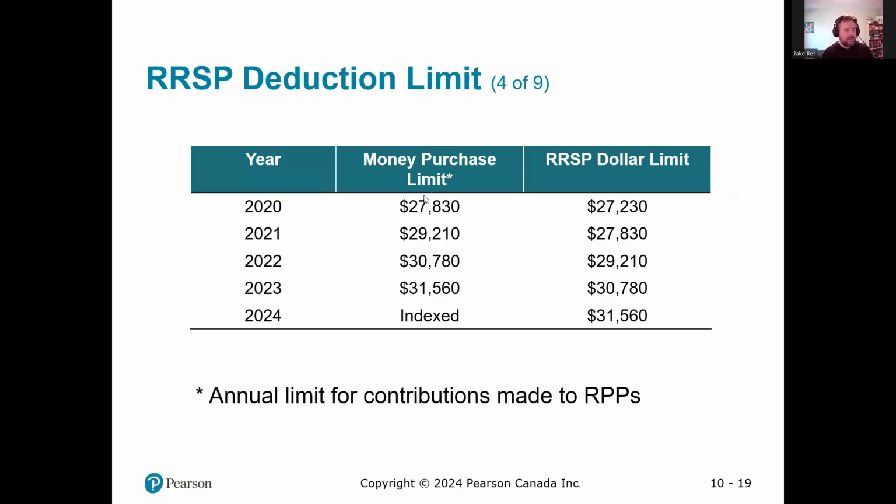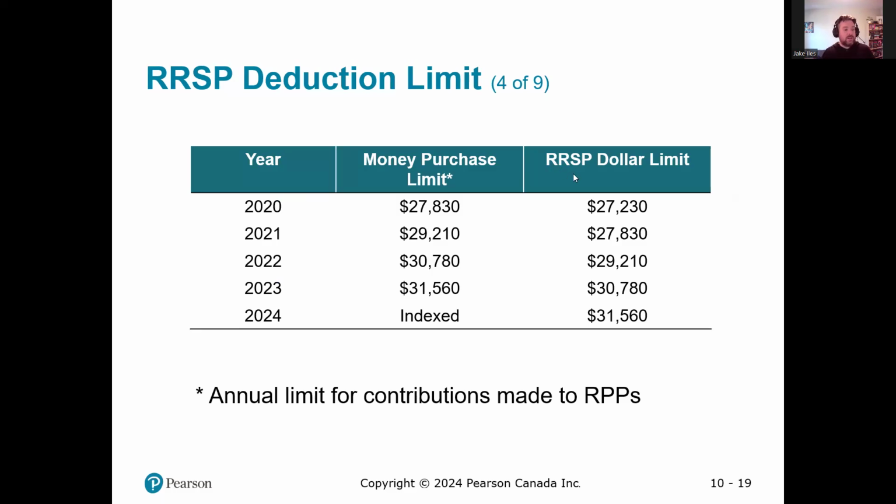But basically, the money purchase limit in a given year, 2020, is the RSP dollar limit for the next year. So however much your RPP contributions have used up this year will count against your next year's limit, right? So there's this one year timing difference. So 27,830, 27,830, this 29 goes to the next year, 31,560.